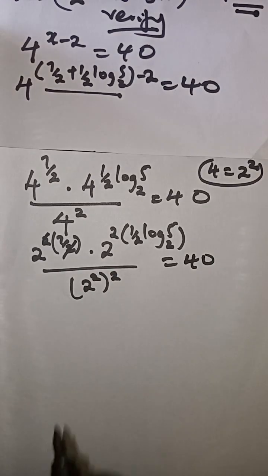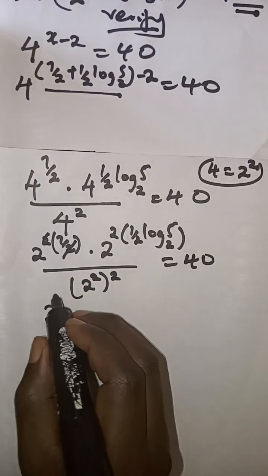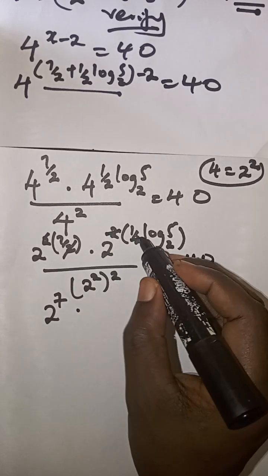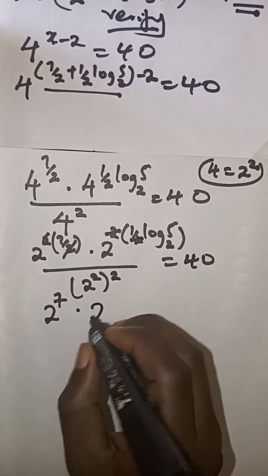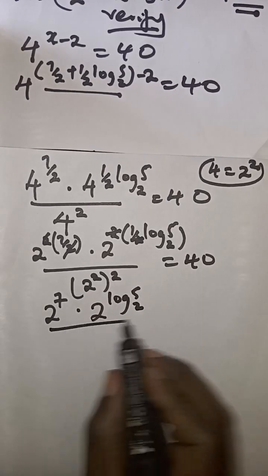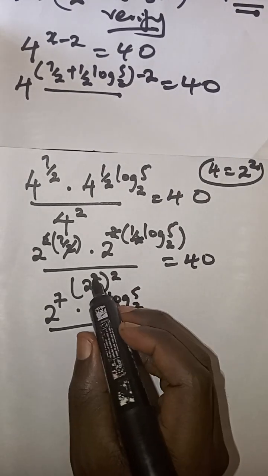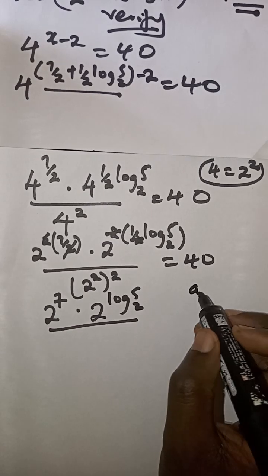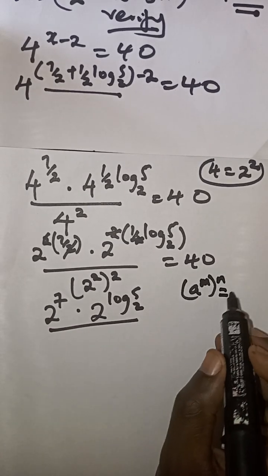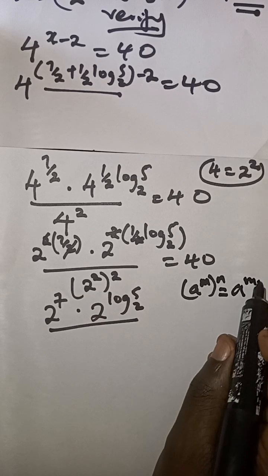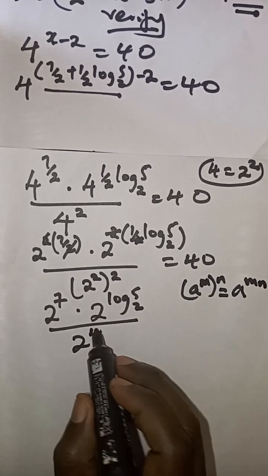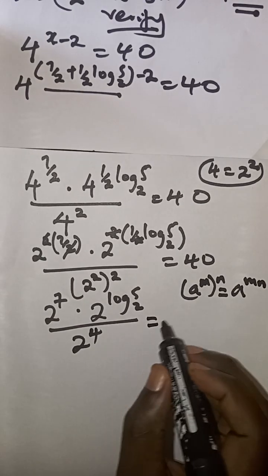I'm going to simplify this. 2 and 2 cancel, and then I'm going to remain with 2 raised to 7, multiplied by this, and this cancels, multiplied by the 2 to the log of 5 base 2. And then outside, if I have a raised to m, this can be expanded as a raised to m multiplied by n. So I'm going to apply that here as 2 raised to power 4, giving me 40.